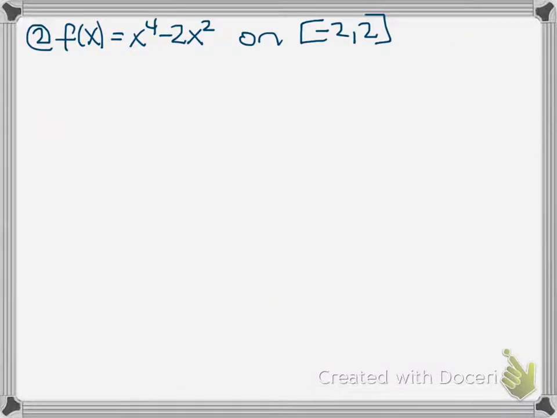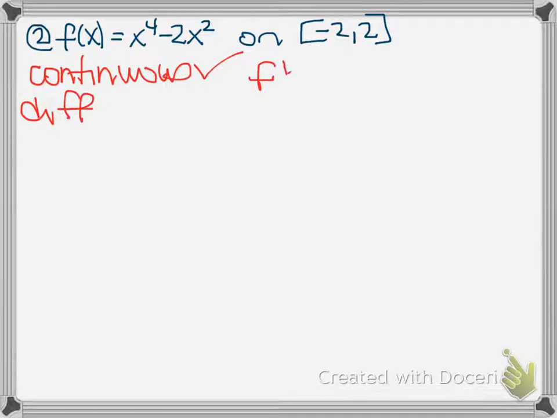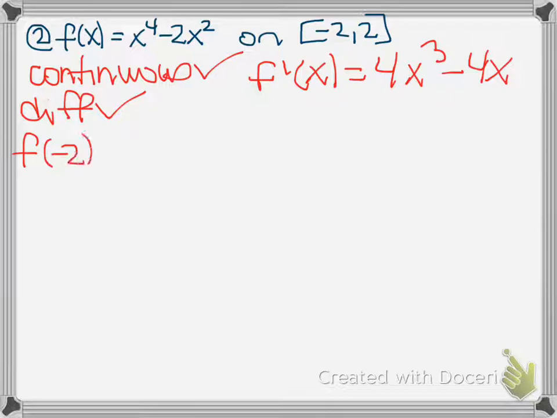Example 2 coming at you. All right, now we have a quartic function. So again, we're saying, okay, are we continuous? Check, yes, it's a polynomial, we are continuous. Are we differentiable? Well, let's take our derivative, and we get 4x cubed minus 4x. Again, domain of that is all real numbers. We are differentiable. So now I want to know, does f of negative 2 equal f of positive 2? Plug it in and check.